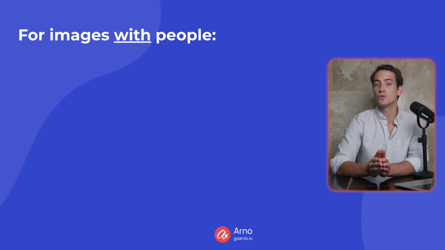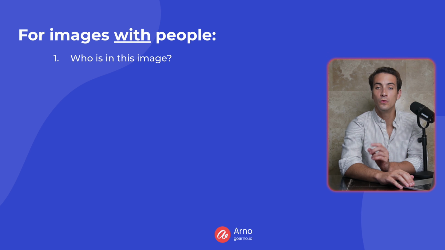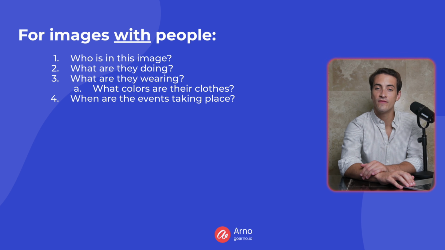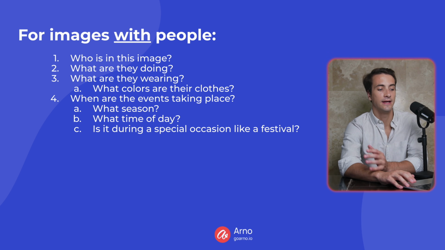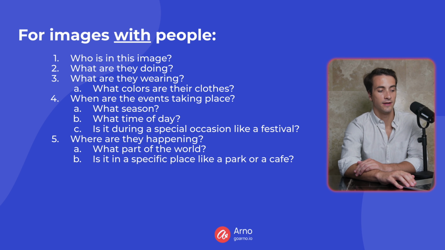So for images with people in them, here are the specific questions that you want to get into the habit of asking yourself when describing an image. Who is in this image? What are they doing? What are they wearing? What colors are their clothes? When are events taking place? What season? What time of day? Is it during a special occasion like a festival? Where are they happening? What part of the world? Is it in a specific place like a park or a cafe?